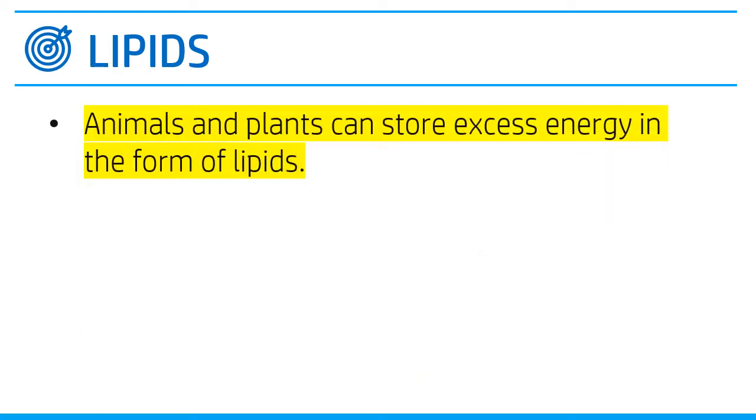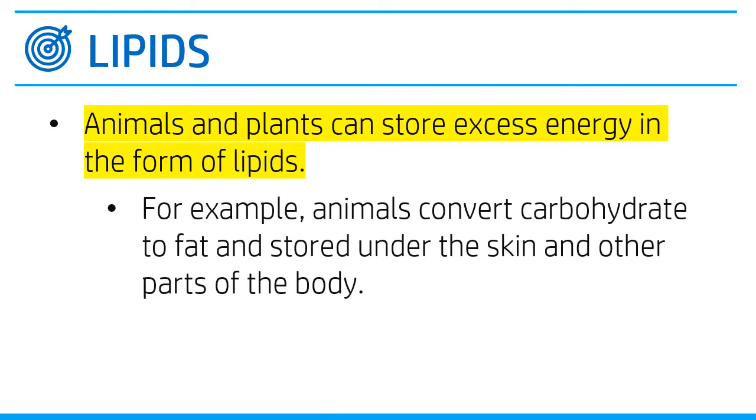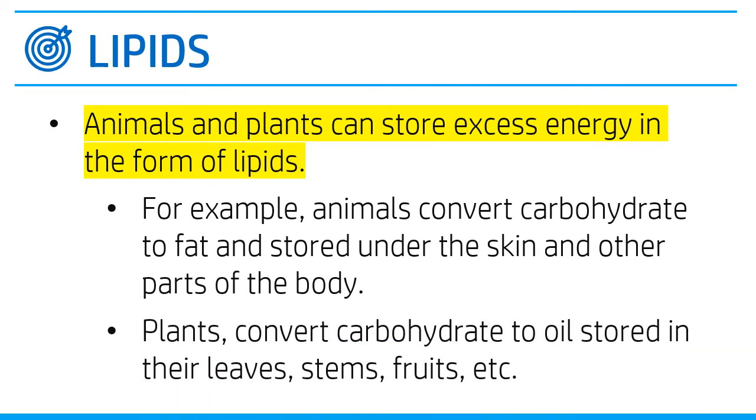Animals and plants can store excess energy in the form of lipids. For example, animals convert carbohydrates to fat and store them under the skin and other parts of the body. Plants convert carbohydrates to oil stored in their leaves, stems, fruits, etc. When these plants and animals have a low supply of energy, the fat or oil that they kept in their bodies are converted back to carbohydrates.